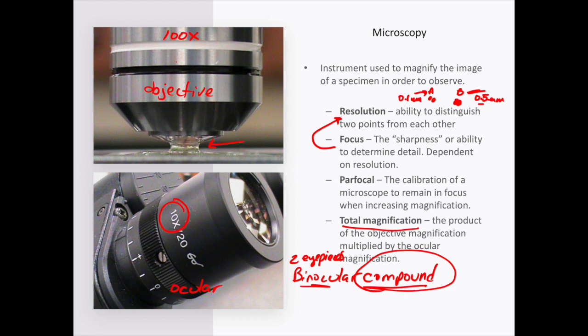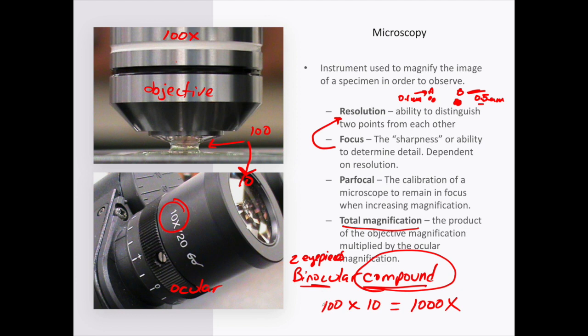Compound is where we magnify the image 100 times, but when we're looking through this objective here, we're magnifying it another 10. So our total magnification is the complete compounding of what we are looking at in the specimen, which will be the magnification of our objective, 100, times the magnification of our ocular, which is 10, which gives us a total magnification of 1000x.